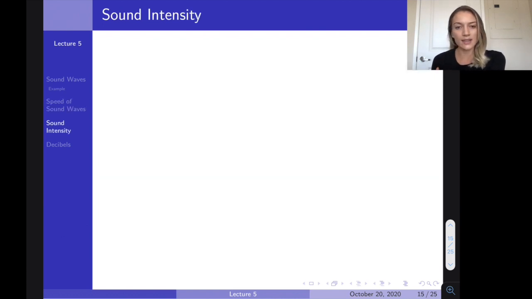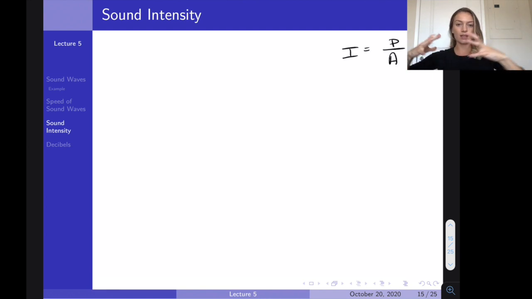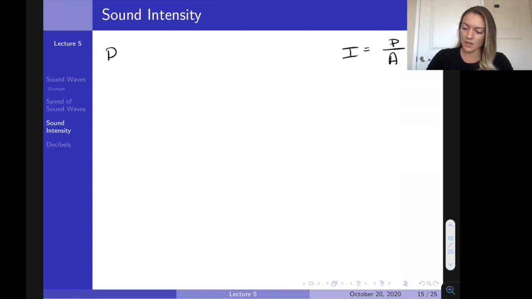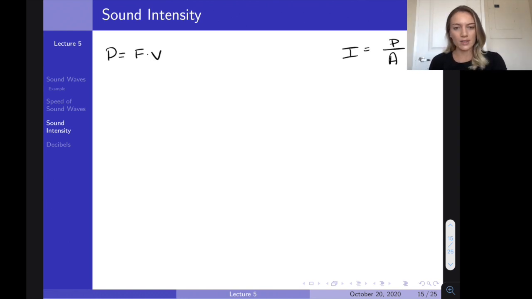Okay, so to find the intensity of a sound wave, remember from one of our previous lectures, we said that the intensity is the power over the area, because the intensity goes out in three dimensions. So we need to find the power first. Remember from our last lecture, the power is equal to the force dotted into the velocity. We don't have our sound force, but we do have our sound pressure.